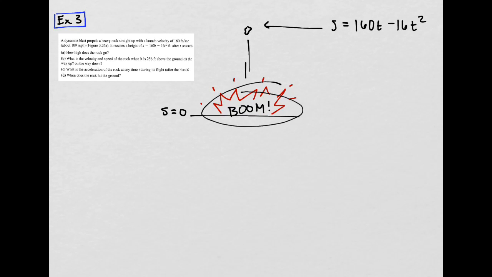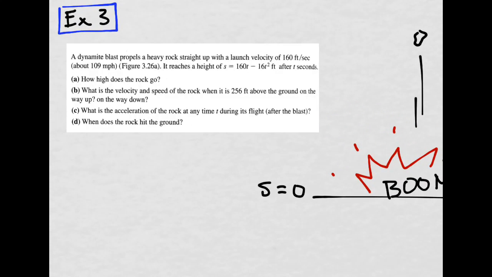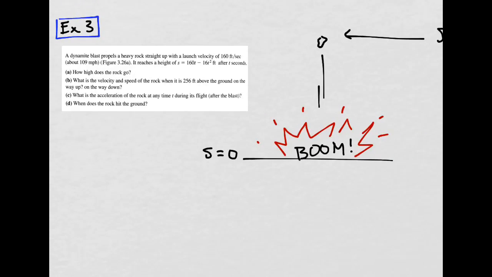So there's some explosion, and the rock shoots upwards. Right before the dynamite blew up, the position was 0. So we're considering the ground to be 0, and then it goes up some distance, or some position s. So there we go. And part A says, how high does the rock go?